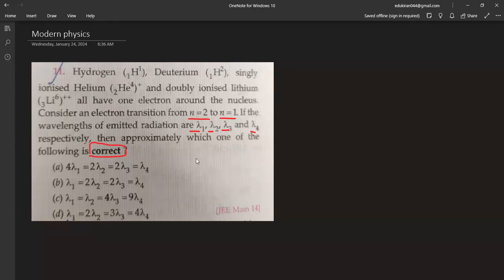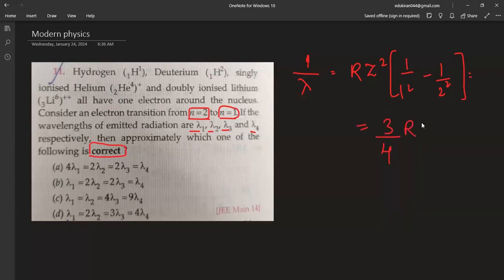Look, if I talk about the first one, let's say 1 by lambda. 1 by lambda is actually what? See, Rydberg's constant into z square, into 1 square by 1 minus 1 by 2 square, because this is from n is equal to 2 to n is equal to 1, right? How can I write this? I can write this as 3 by 4 R z square. Do you get this? How? 4 minus 1, 3, 3 by 4. So one by lambda is equal to this, so that we can get the relation of the first one.